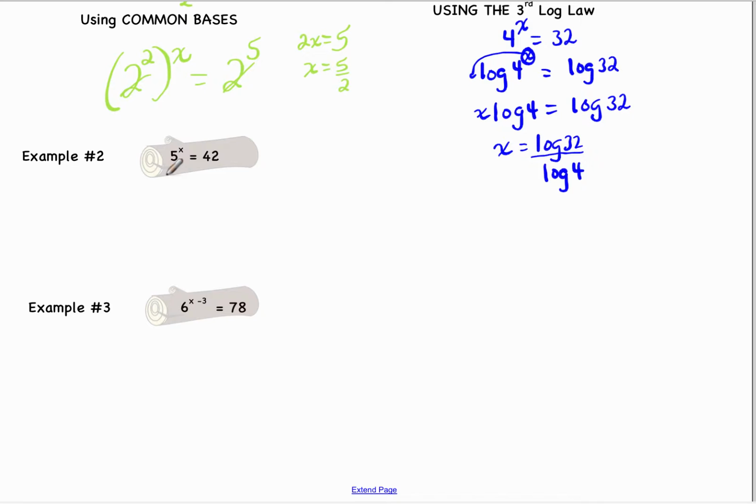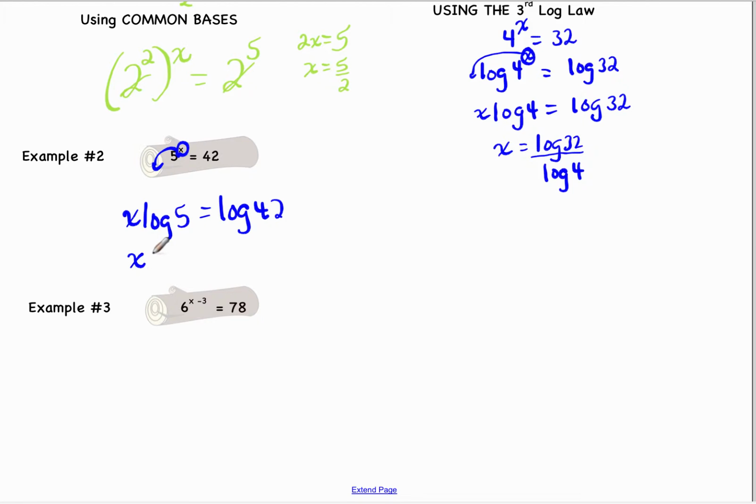So for example 2, we couldn't use a common base. 5 and 42 don't have a common base. Well, you can manipulate 5 to get 42, but it's just too much work. So we're going to use our third log law. We're going to take the log of 5 to the x and the log of 42, and then remember, this x is no longer powerful. It falls down in front because it represents a repeated multiplication.